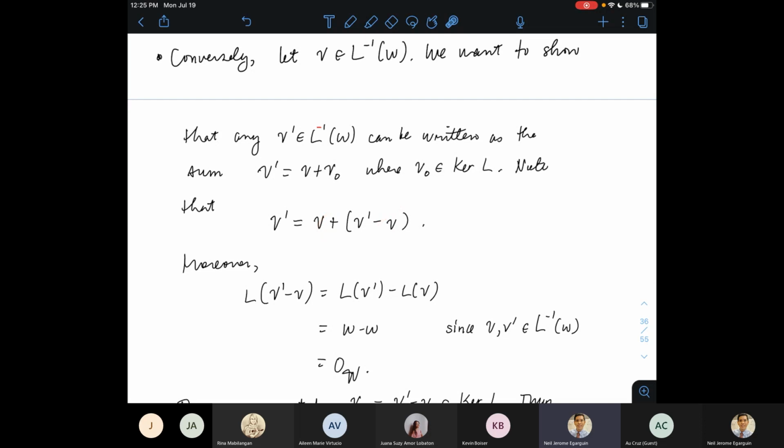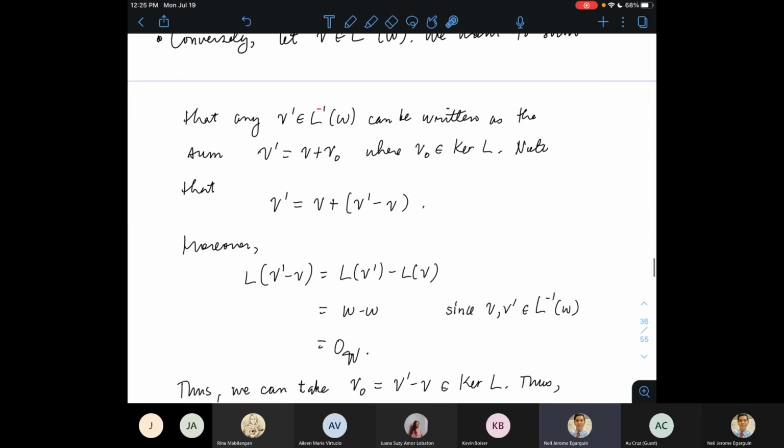But the nice thing about this way of writing V prime is that my guess is that this could serve as my V naught, because we want to show that V prime is the fixed element V plus an element of the kernel. So if we will be able to show that this guy belongs to the kernel of L, then this qualifies as our V naught. And then we are done, okay?